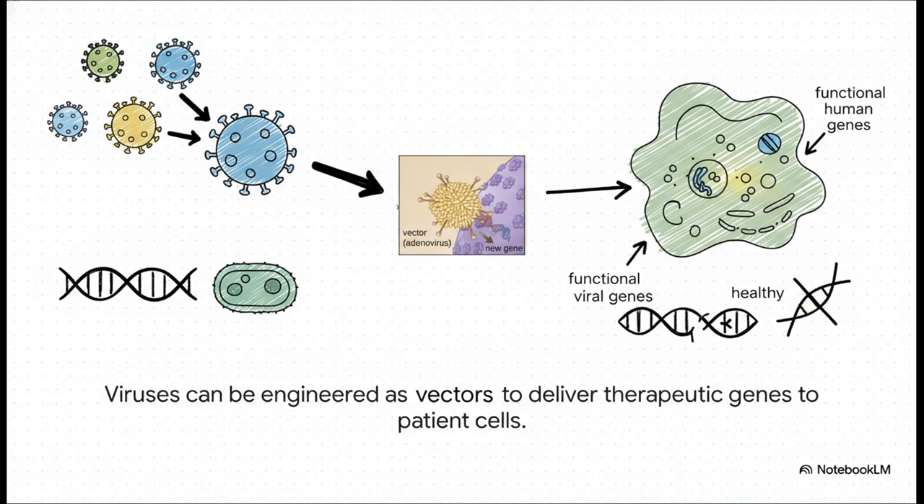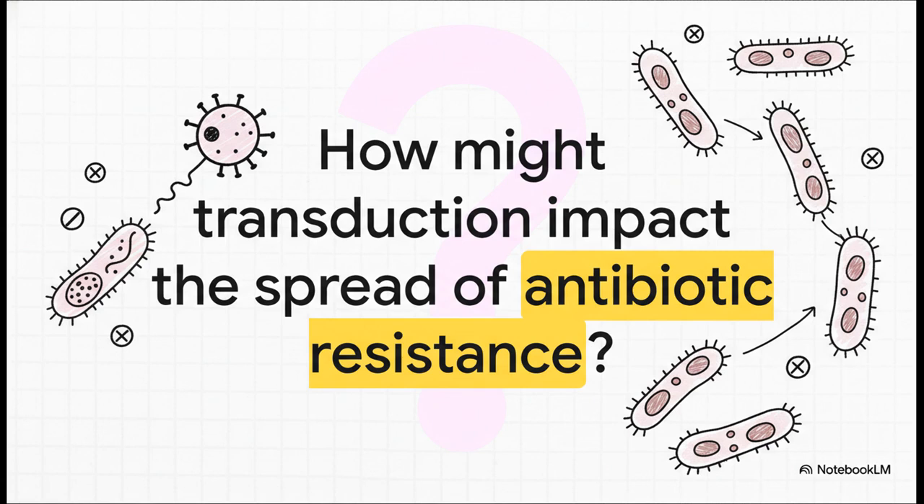So, I'm going to leave you with one final question to chew on, something that connects everything we've talked about to a huge real-world problem. We've just seen in detail how viruses can act as shuttles, moving genes between bacteria. So, think about one of the biggest threats we face in medicine today: antibiotic resistance. How do you think a process like transduction could be fueling the super fast spread of resistance genes throughout the bacterial world?